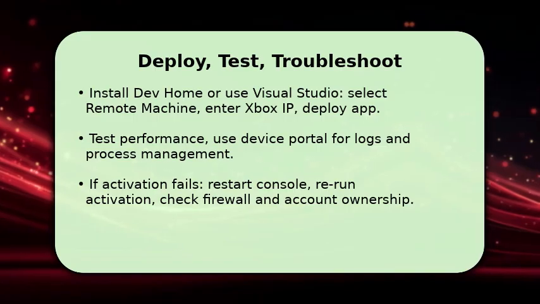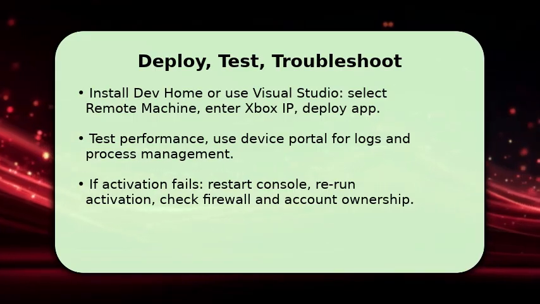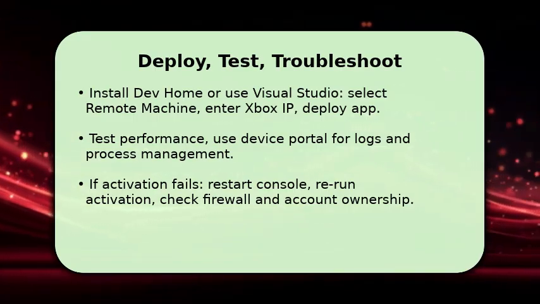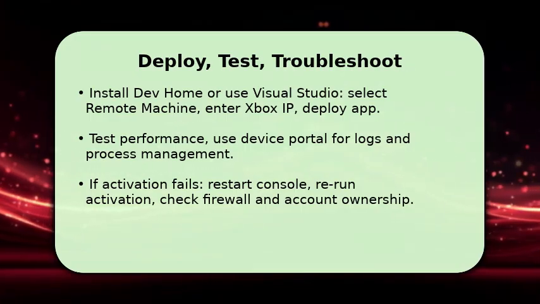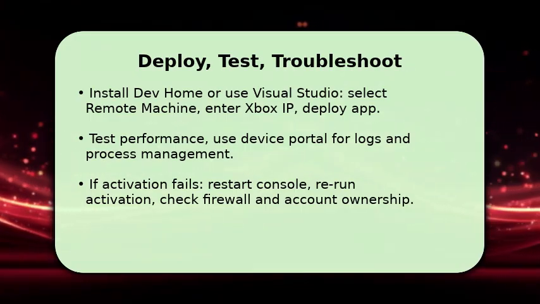If something goes wrong, try restarting the console and rerunning activation, confirm the Partner Center claim, and check PC firewall rules. These fixes solve most connection and deployment problems.